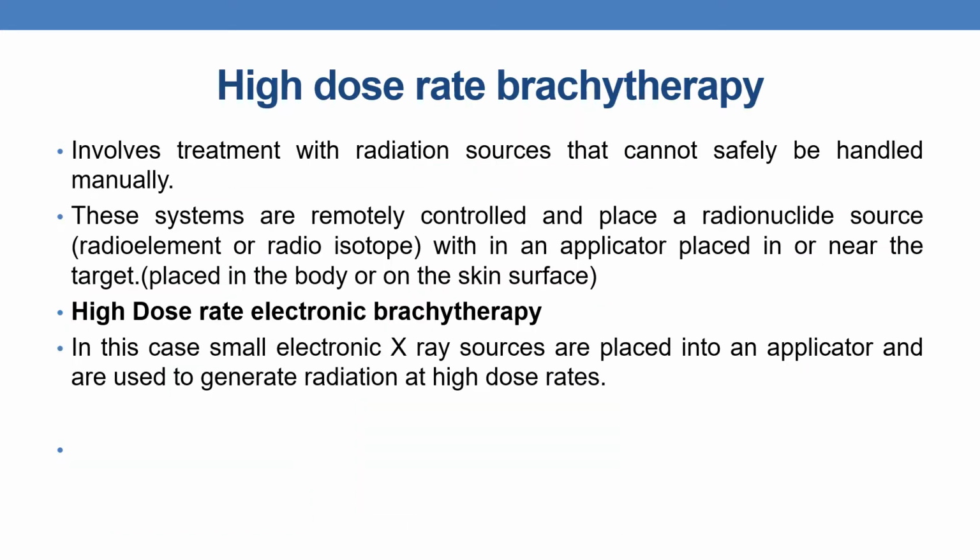Now coming to high dose rate brachytherapy, it involves treatment with radiation sources that cannot be safely handled manually. And these systems are remotely controlled and place a radionuclide source, which is either a radio element or a radioisotope, within an applicator placed in or near the target. And these applicators are either placed in the body or on the skin surface. One more type of high dose rate brachytherapy is high dose rate electronic brachytherapy. In this case, small electronic X-ray sources are placed in an applicator and are used to generate radiation at higher dose rates.